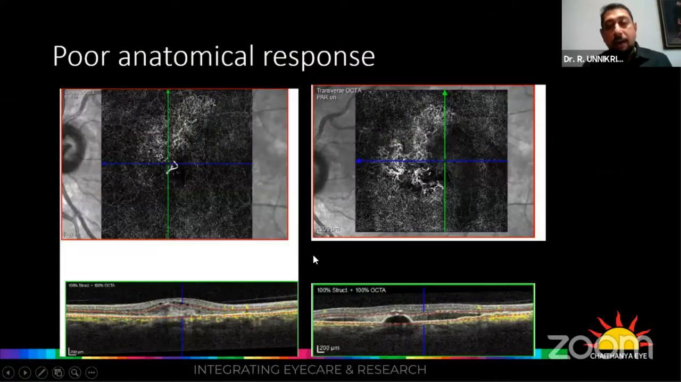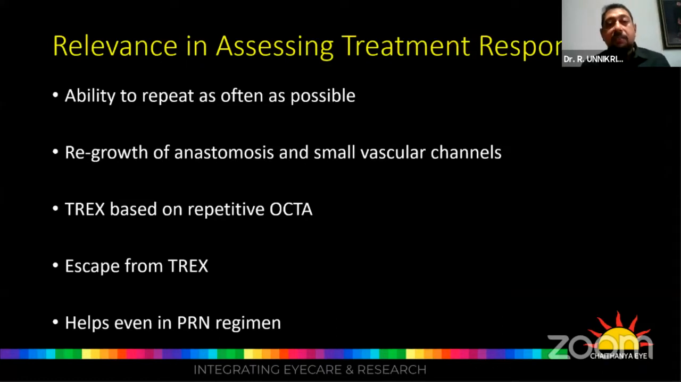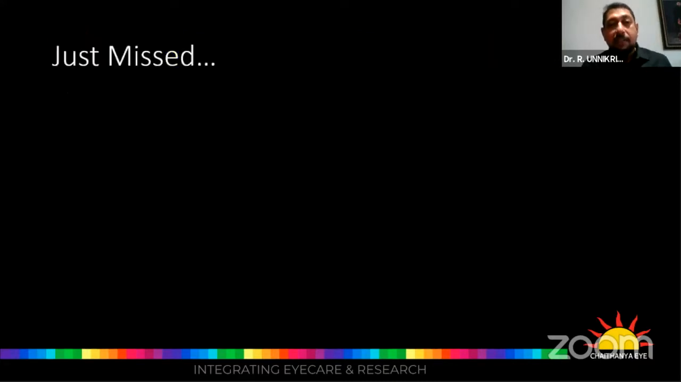So again, good anatomical response is when the filamentous things go away. Poor anatomical response is when the whole network does not go away. And as you say, this is one of our studies where we looked at the fishnet patterns, and after anti-VEGF, it increased in size. So the relevance in treatment response is the ability to do an OCT angiography as often as you want to. Look for anastomotic channels, and you can base your treat and extend just on an OCTA just before your treat and extend policy, and you can see which patients escape from the treat and extend also.